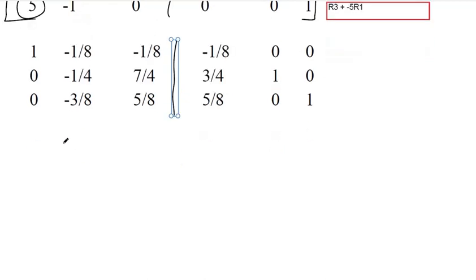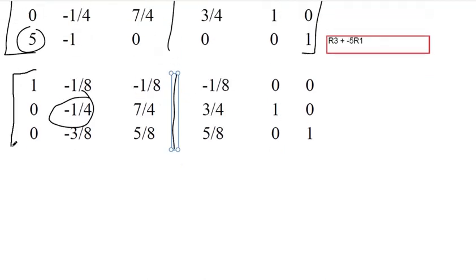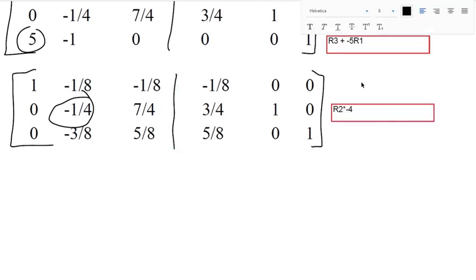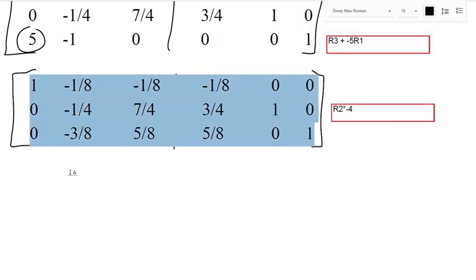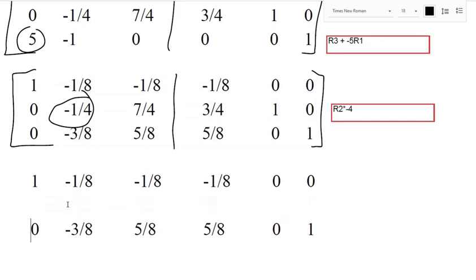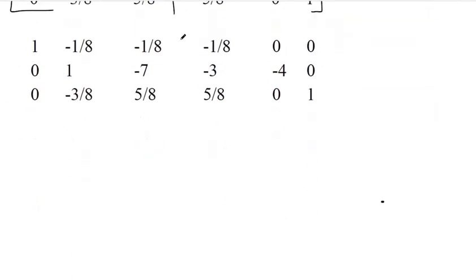We got a 1 with zeros below. Now we need to have a 1 here. So I'm going to take row 2 and I'm going to multiply by negative 4. So row 2 times negative 4. So copy this. And row 2 is getting changed. So row 2, I'm only modifying row 2 with this operation. 0 times negative 4 makes 0. Negative 4 times negative 1 fourth makes 1. Negative 4 times negative 7 fourths makes negative 7. Negative 4 times 3 fourths makes negative 3. Negative 4 times 1 makes negative 4. Negative 4 times 0 makes 0. Okay, so we've got a 1 on the diagonal.